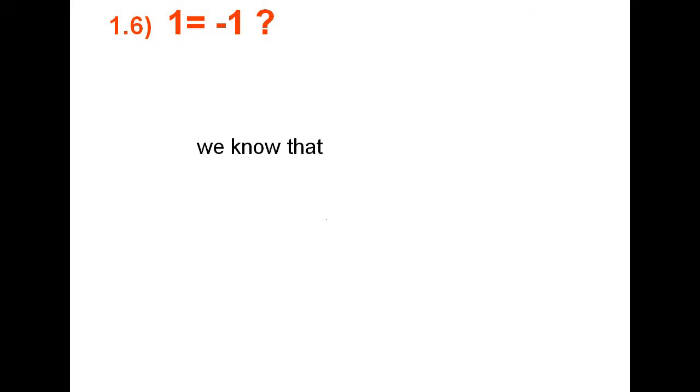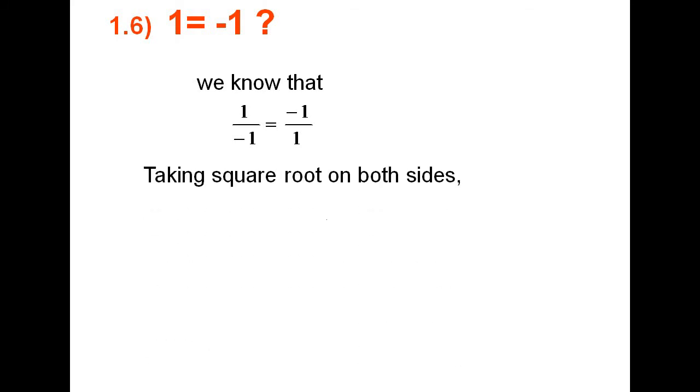Now we will try to prove 1 is equal to minus 1. But this is not true. We are getting wrong result. Here we will write 1 divided by minus 1 is equal to minus 1 divided by 1. If we are taking square root on both sides, this is under root of 1 divided by minus 1 equal to under root of minus 1 divided by 1. We are not doing anything wrong here.